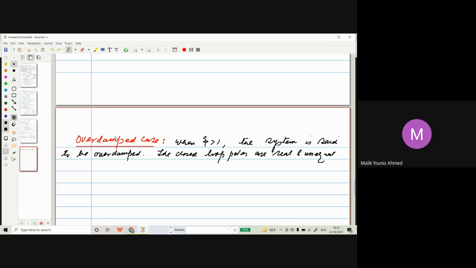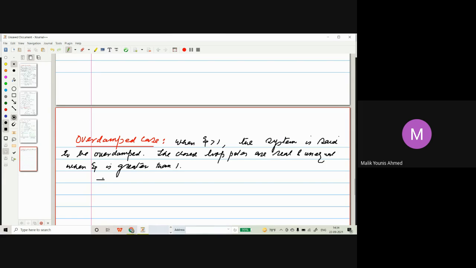The poles are real and equal when xi is greater than 1. That we have already seen. Then the closed loop poles of the overdamped system are found by equating the denominator polynomial.